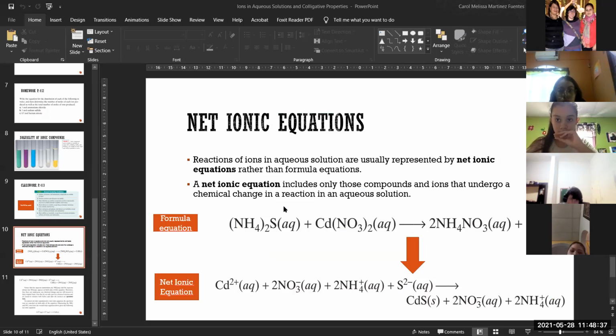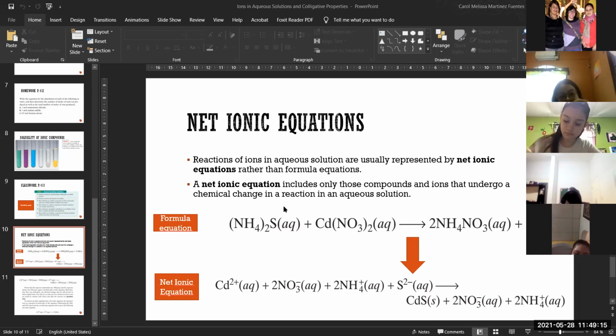Okay, today I will explain what the net ionic equation is. I will explain with a procedure. Take a look. Reactions of ions in aqueous solutions are usually represented by net ionic equations rather than formula equations. Formula equations are the regular equations that we have been working with so far. But when we talk about aqueous solution reactions, we normally use what we know as the net ionic equation.